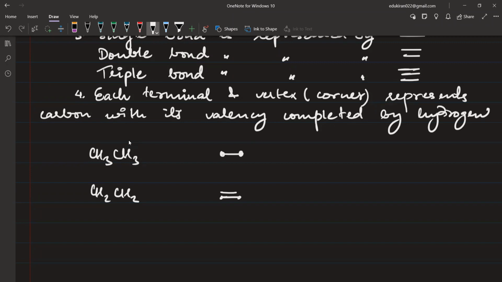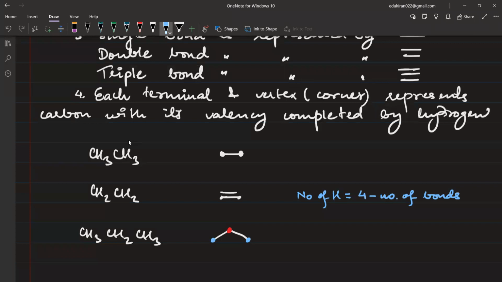Now, see the next one. If you have something like this, CH3, CH2, and CH3, all of these will be having single bonds. Now, please listen very carefully. This is one carbon atom, this is another carbon atom, and this is another carbon atom. The blue carbon atoms are having how many hydrogens? Three hydrogens. And the red carbon atom is having two hydrogens. The very easy way to remember the number of hydrogens in a particular carbon is that it will be equal to 4 minus the number of bonds.